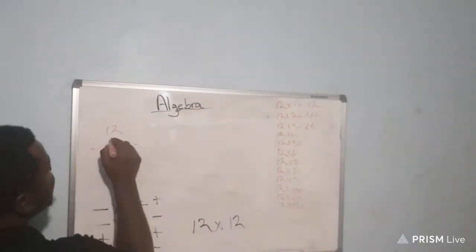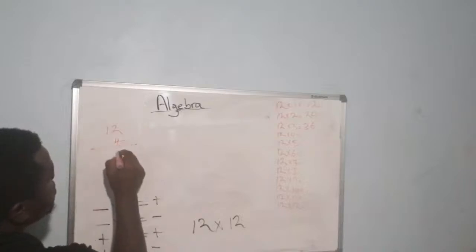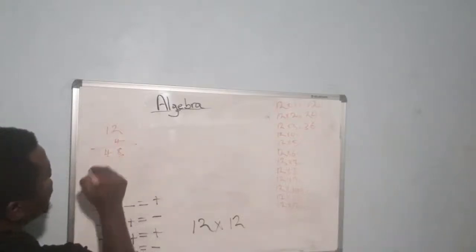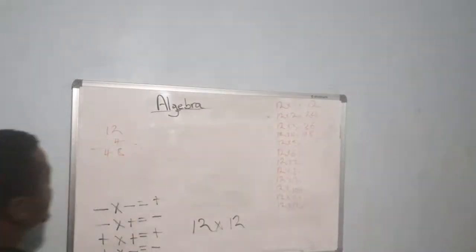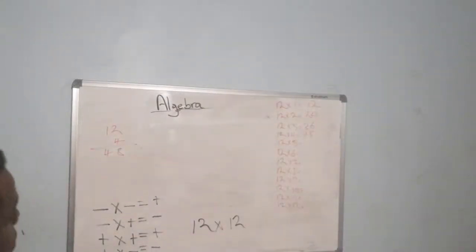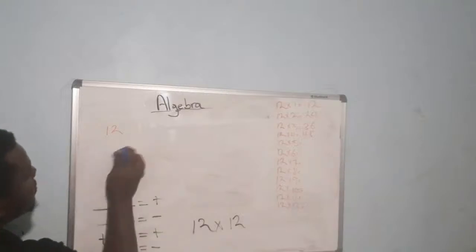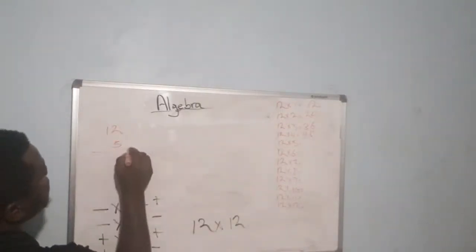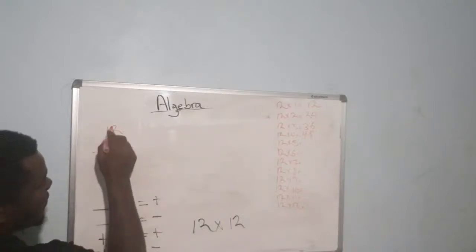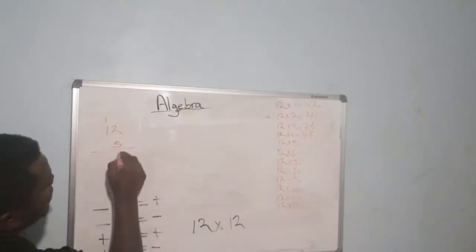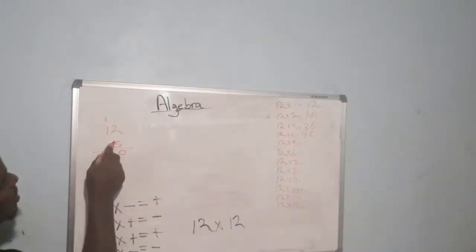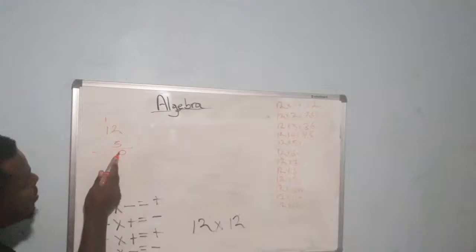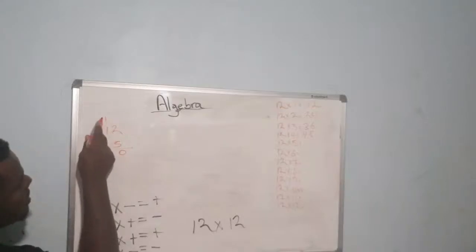12 times 4. 4 twos, 8. 4 ones, 4. So 48. Now 12 times 5. 5 twos, 10. You bring the 1 up and you place the 0 down here. So you carry the 1 and you place the 0. 5 times 2 is 10.